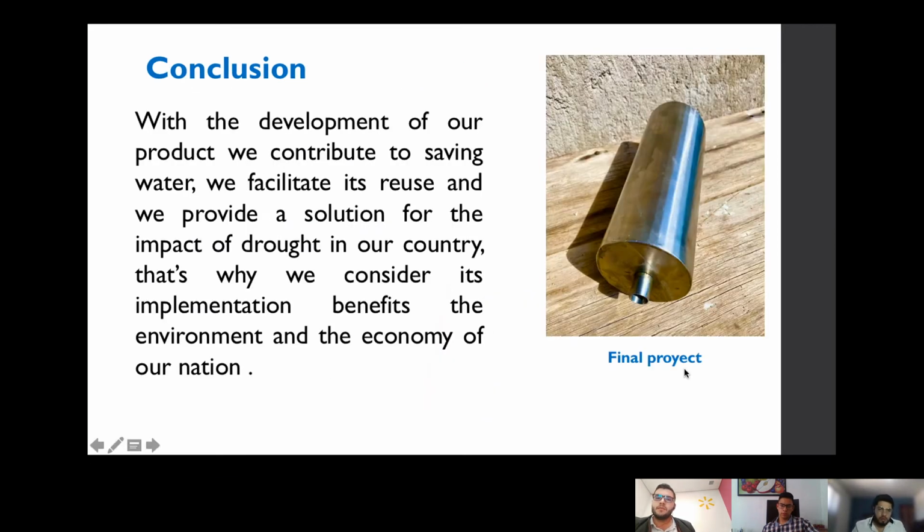All right. In conclusion, with the use of our product, we contribute to saving water. We face drought, and we provide a solution for the impact of drought in the country. That's why we consider its implementation benefits employment and the economy of our nation. This is the final product.